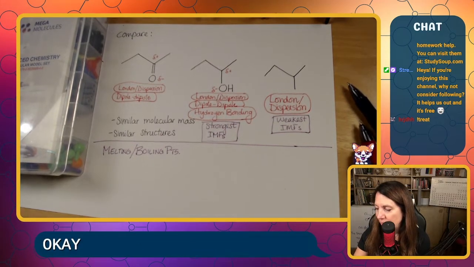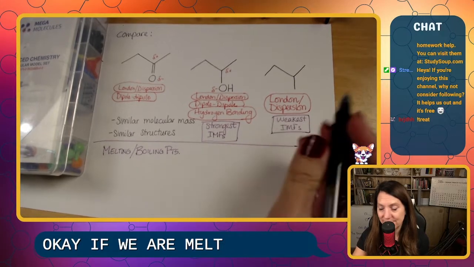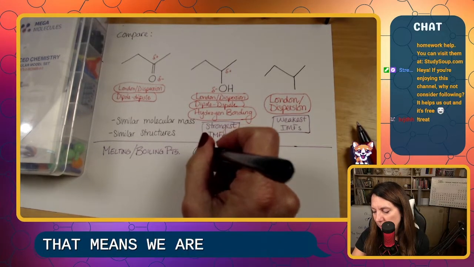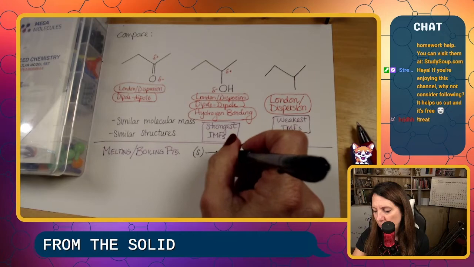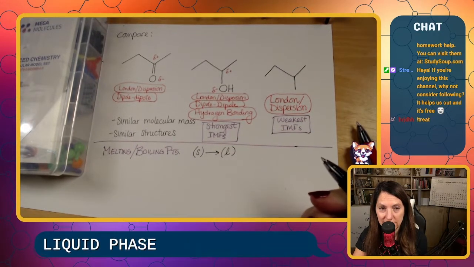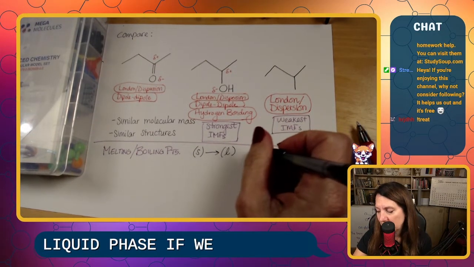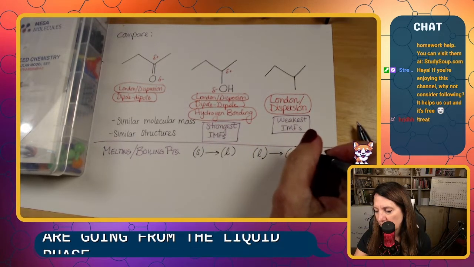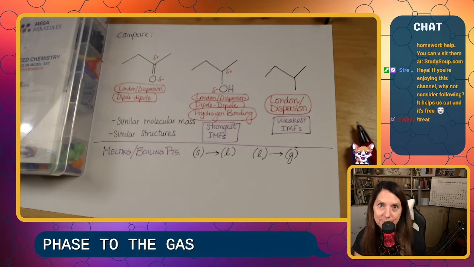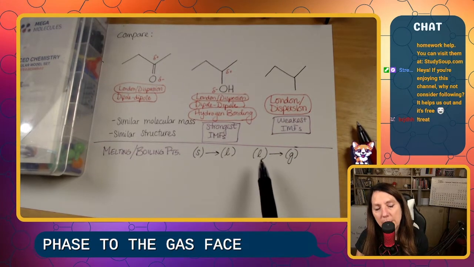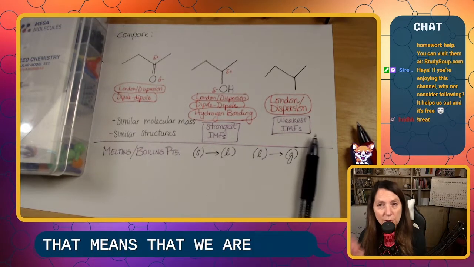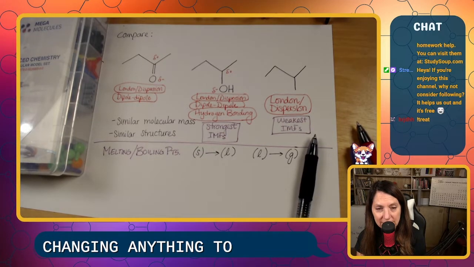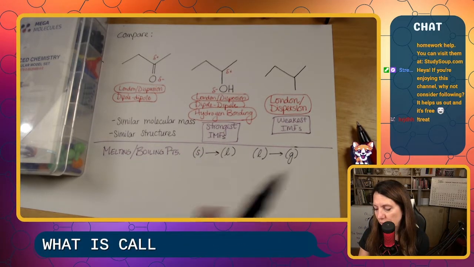Okay. If we are melting it, that means we are going from the solid phase to the liquid phase. If we are boiling it, that means we are going from the liquid phase to the gas phase. And that means that we are not changing anything chemically. We are doing what is called a physical change.